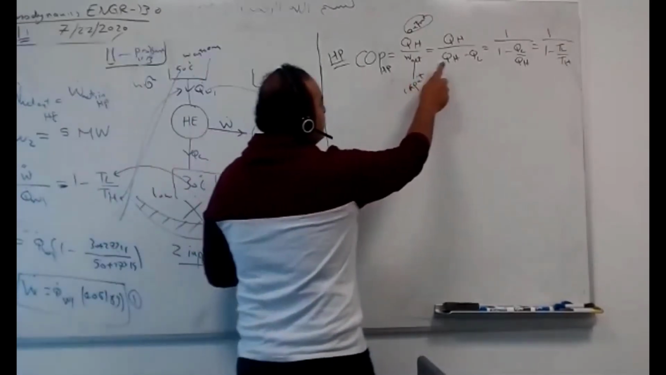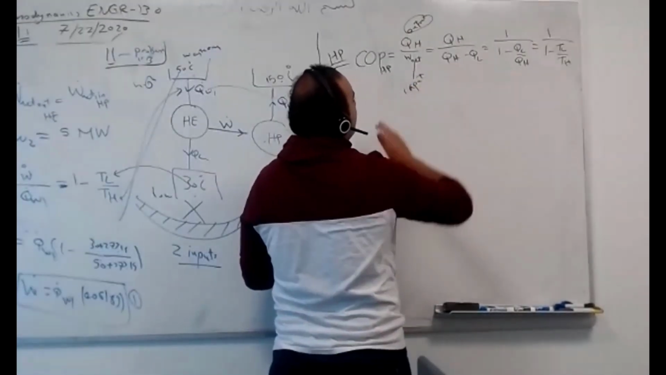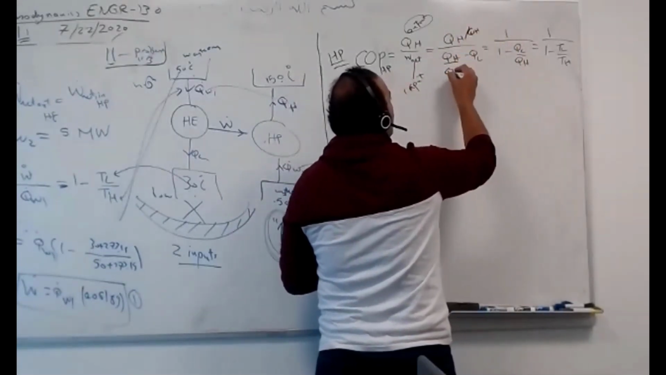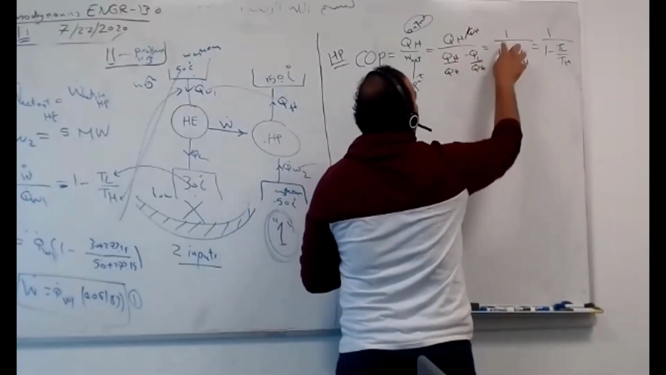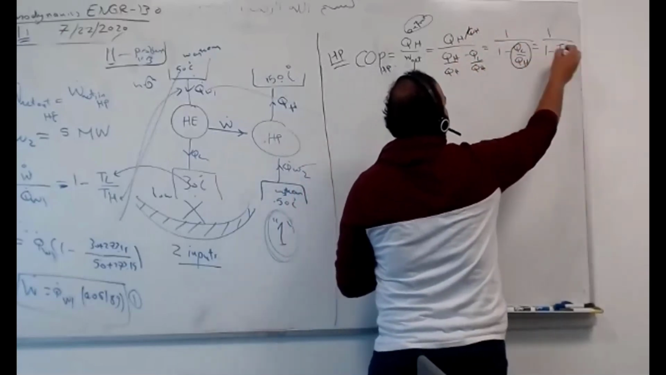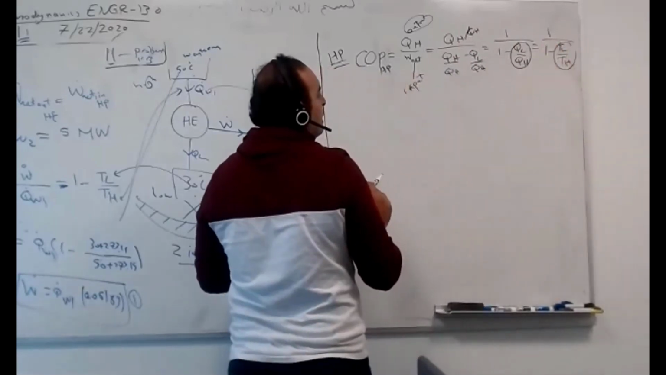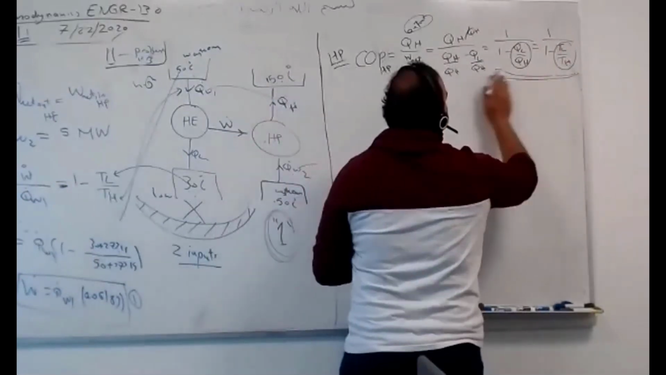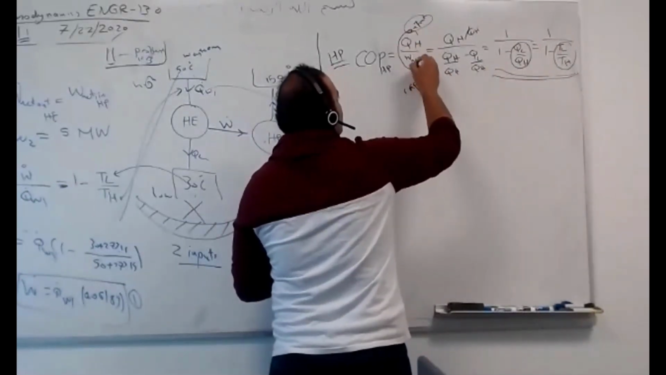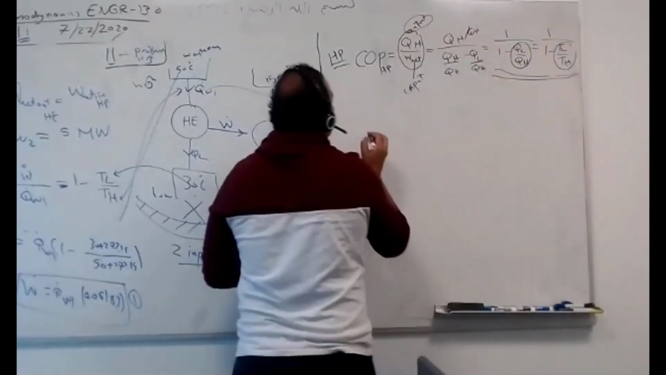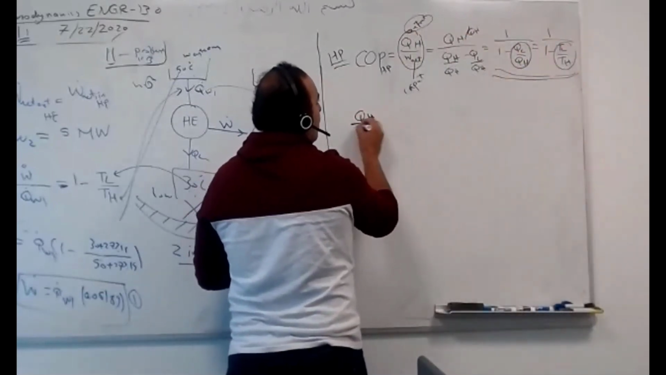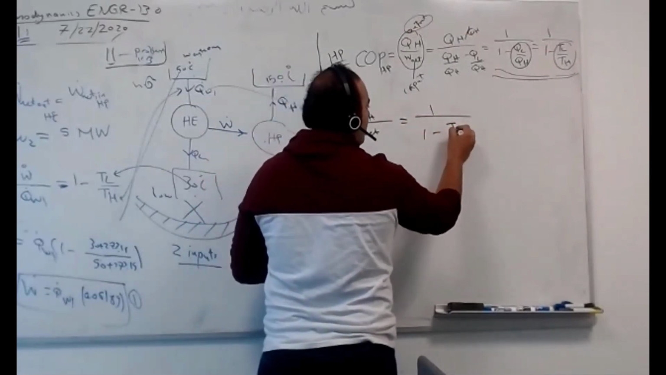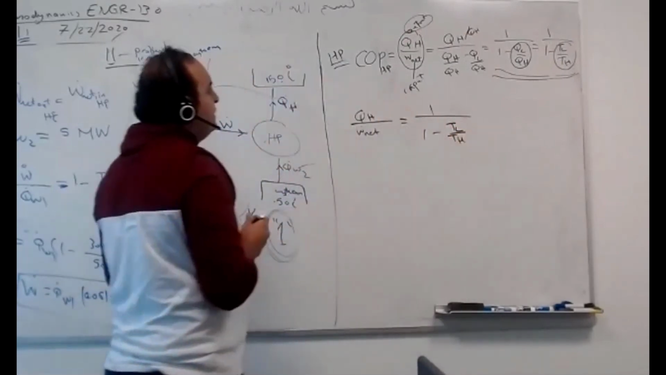The W naught is Q high minus Q low. Divide by Q high, Q low everywhere. So 1 over Q high over Q high over Q high. It became 1 over 1 minus this over this. And this over this ideally is T low over T high. So this equals this. So this is good and this is good. So it means Q high over W net equals 1 over 1 minus T low over T high. This is for heat pump.